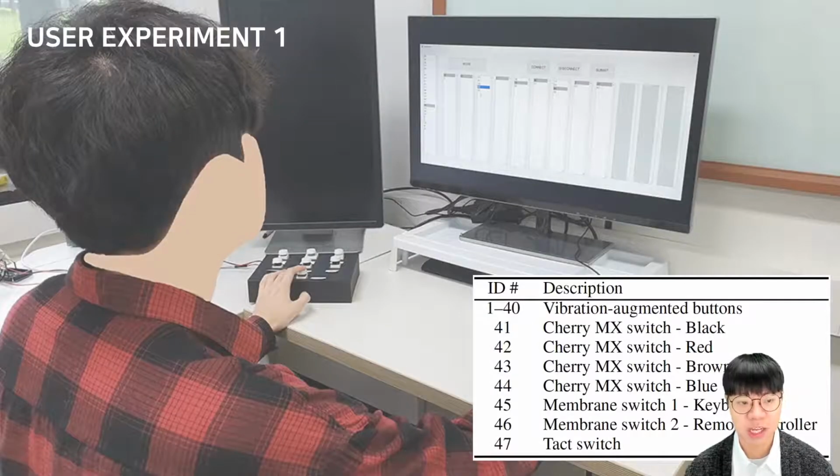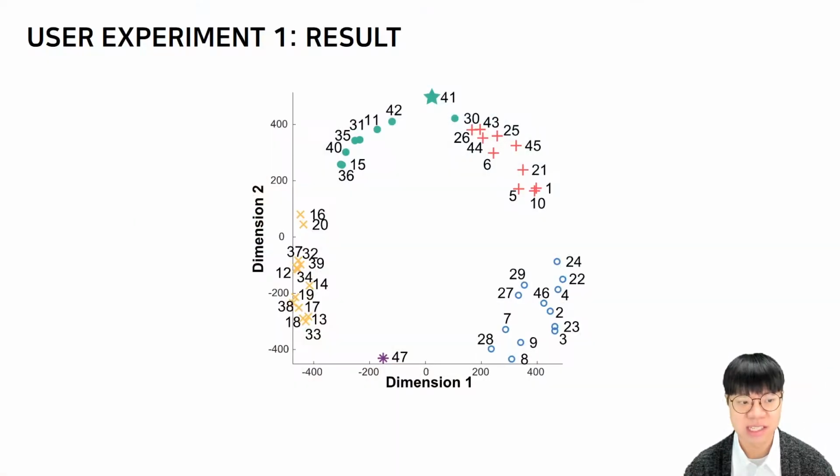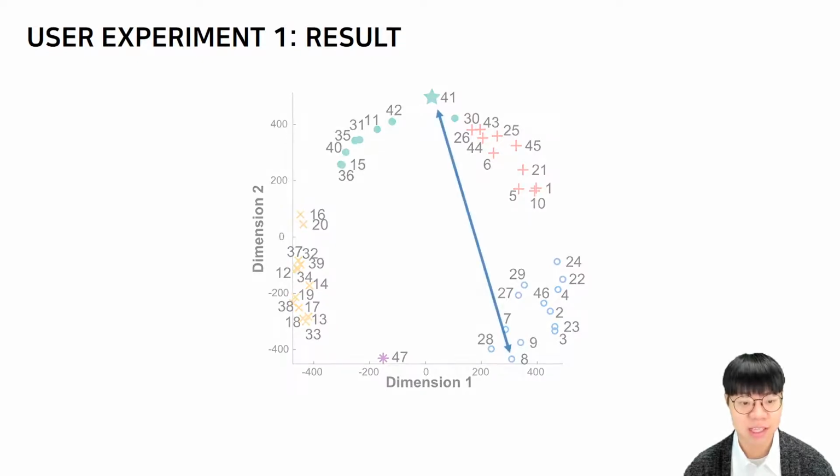In the first experiment, we wanted to estimate the perceptual space that visualized the relationship between 40 vibration-augmented buttons and 7 physical buttons. As a result, the buttons are widely spread across the 2D perceptual space by multi-dimensional scaling analysis. The base button number 41 is represented with a star, and the distance between 2 points means the perceptual dissimilarity between the 2 corresponding buttons.